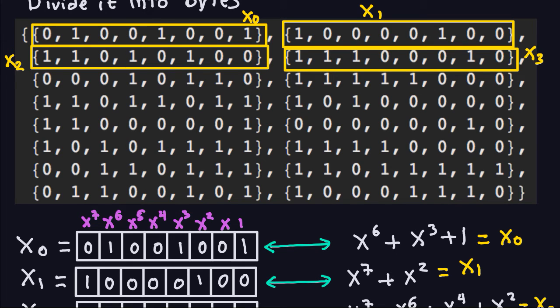You do again the same thing for x1. For x1, you have the byte 1, 0, 0, 0, 0, 1, 0, 0. And if you go ahead and transform it the same way we did with x0, you're going to get x to the 7th plus x squared.